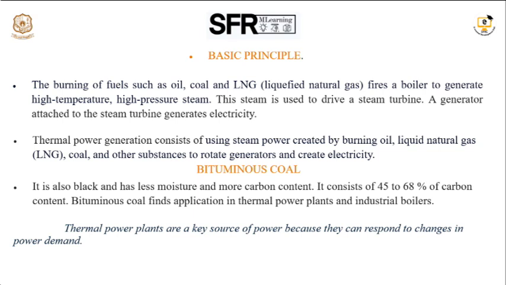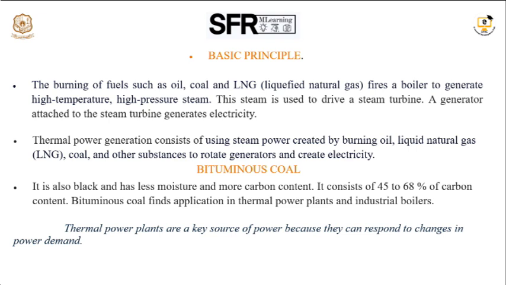Then you should know what is the basic principle of a thermal power plant. The burning of fuels such as oil, coal and liquefied natural gas fires a boiler to generate high temperature, high pressure steam. This steam is used to drive a steam turbine. A generator attached to the turbine generates electricity. So, this is the basic principle of how electricity is produced.